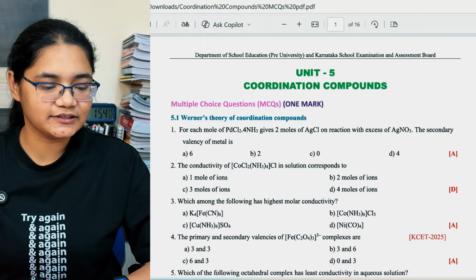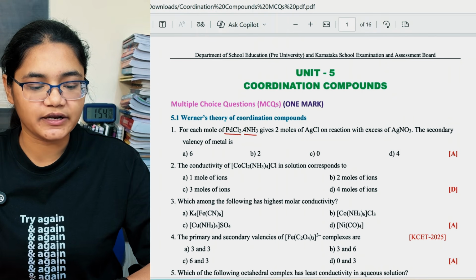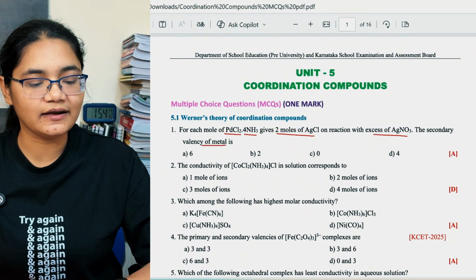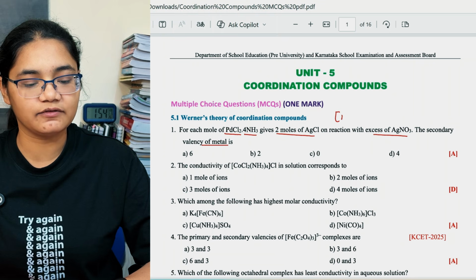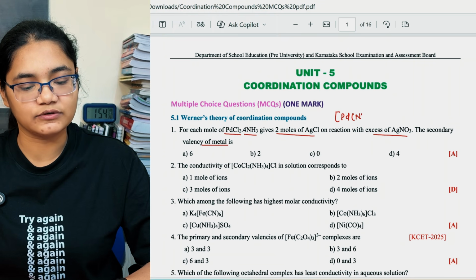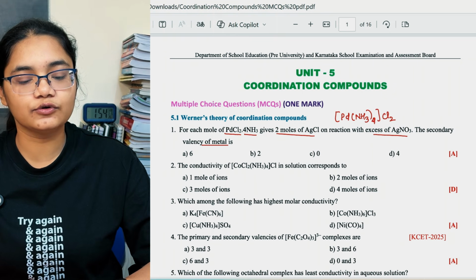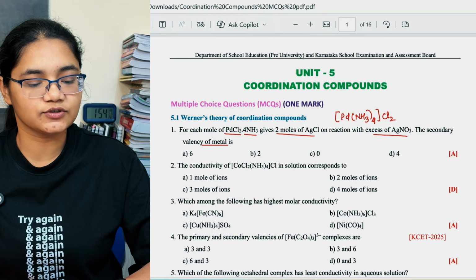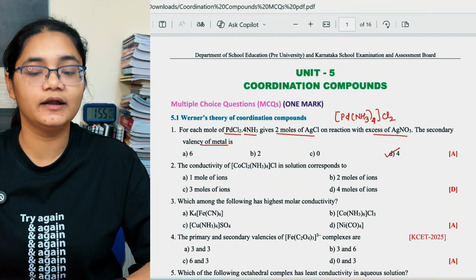The first question is from Werner's theory: for each mole of PdCl2.4NH3 gives 2 moles of AgCl on reaction with excess of AgNO3. The secondary valency of the metal is. Now 2 moles of AgCl is formed. That means there will be 2 moles of chlorine outside, right? So you will have [Pd(NH3)4]Cl2, right? So 2 moles of chlorine are present outside. That means 2 moles of AgCl will form. So the secondary valency of the metal here, you can see, is 4. So that is why option number D here.